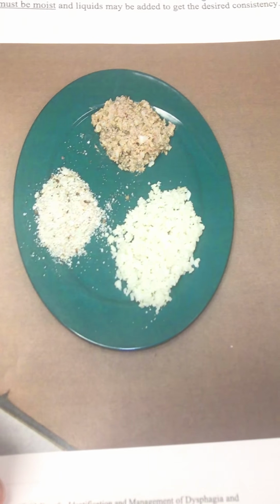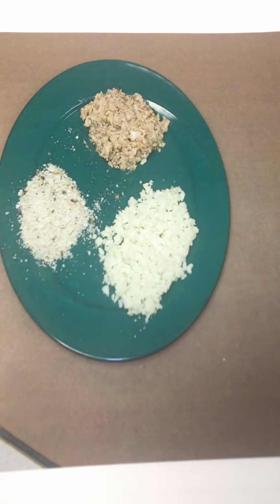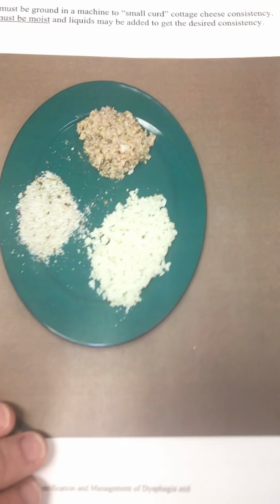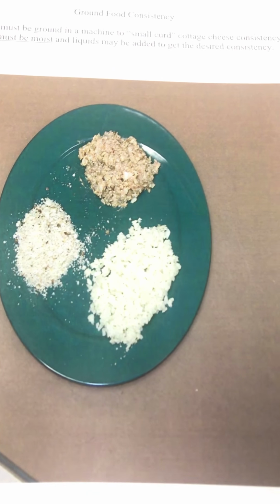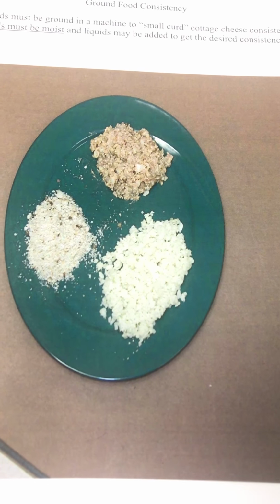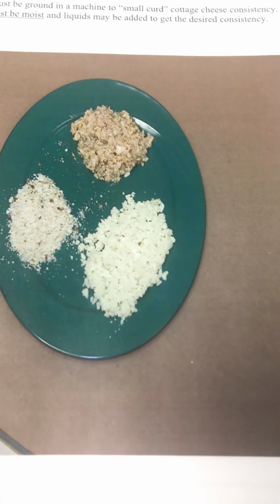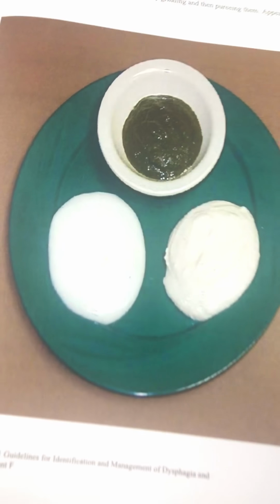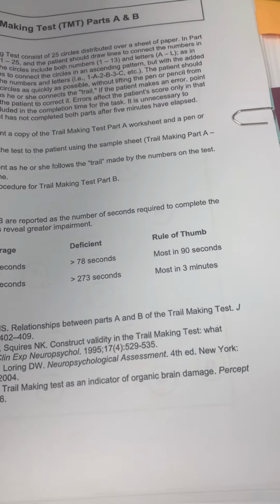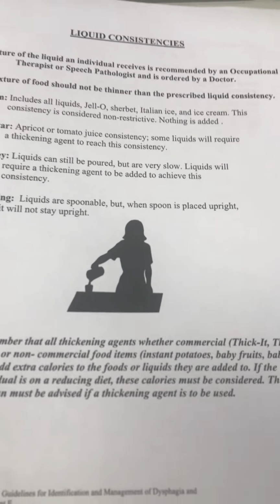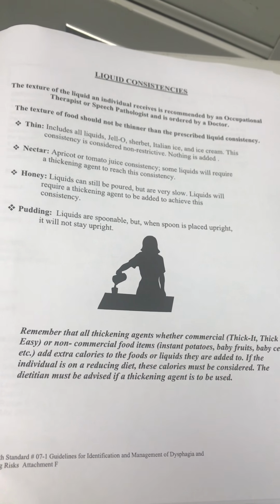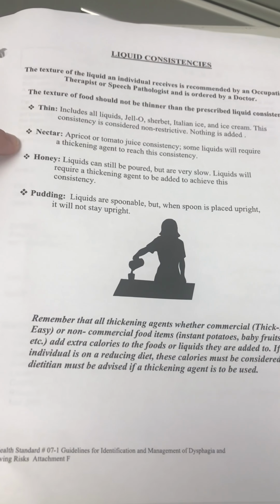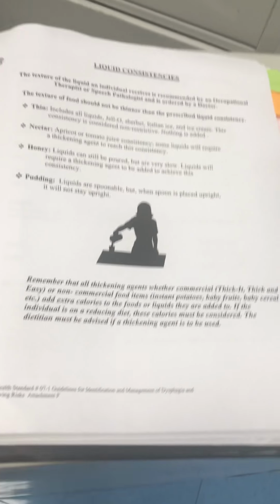Obviously, if they're in a SNF or the hospital, they're going to know what the consistency should look like. So this is more for if they're at home and a caregiver is having to fix their food for them. Last is pureed. And then I just put in here liquid consistency, so thin, nectar, honey, and then pudding.